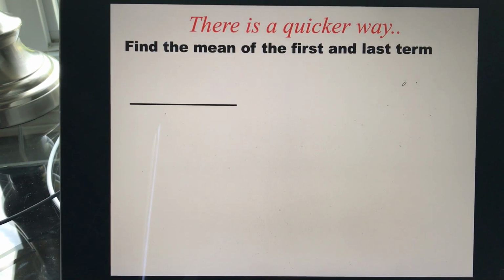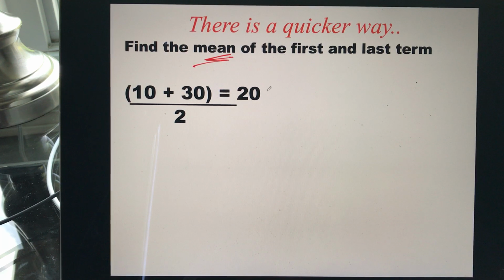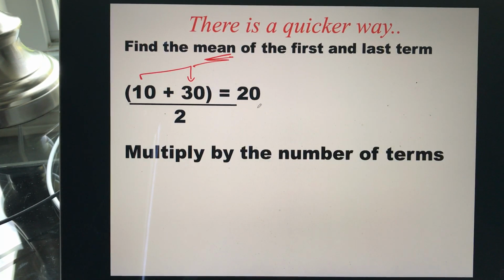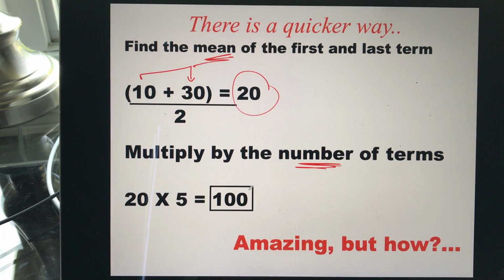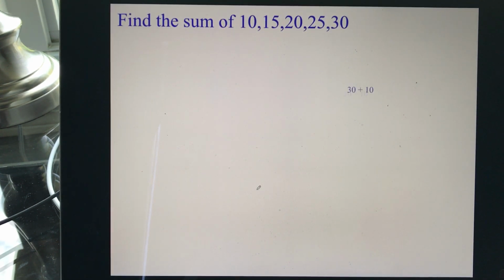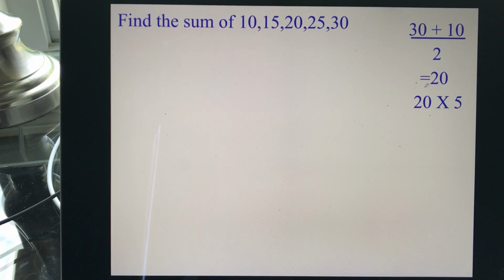Now the quicker way, which is actually kind of interesting, is I'm going to find the mean of the first and last term. So I have the first term here, the last term here. I add them up and divide by 2, and that gives me 20. And then I'm going to multiply that 20 by the number of terms. So 20 times 5, which gives me 100. Which is actually pretty amazing. So let's take a look and see what's happening with this. This is our technique and how we're going to do this. So here are our terms. When we add them up, I take the mean, 20 times 5, that gives me 100.